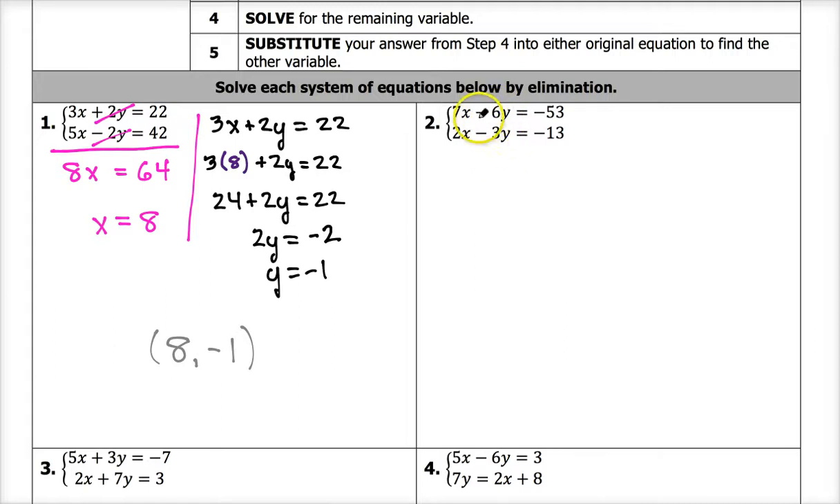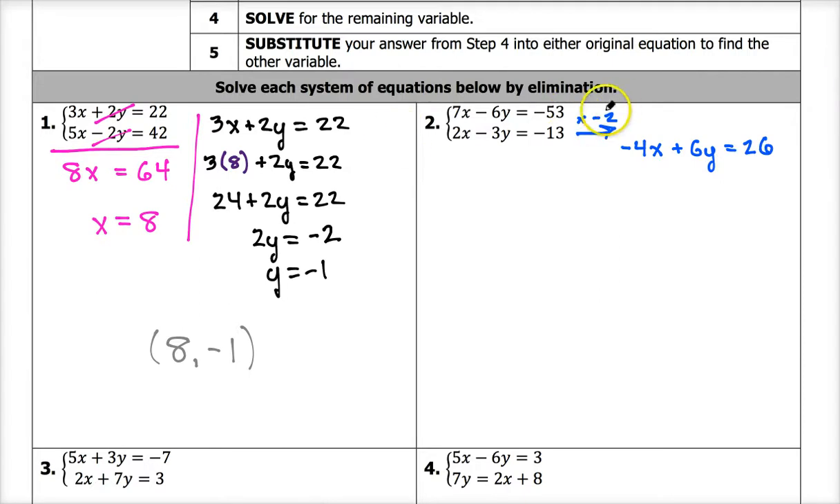Since we already have a negative 6y here, I'm going to leave the first equation alone, and I'm simply going to look at my second equation, and I'm going to multiply everything in that second equation by negative 2. I'm multiplying by negative 2 because I want to make this coefficient positive in order to have opposite signs on my y variables. So when I multiply everything in this second equation by negative 2, I get the following. Negative 4x plus 6y equals positive 26.